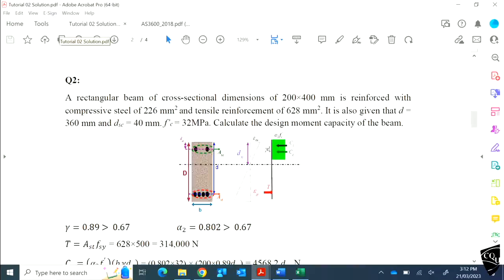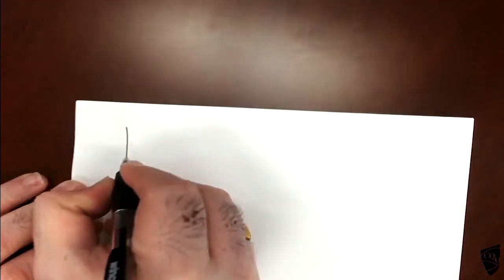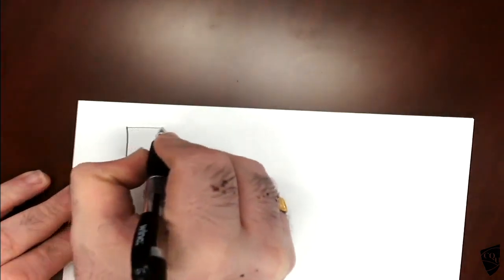If you look at question 2, they said a rectangular beam, cross-sectional dimensions are given, compressive steel of 2 N 16 and tensile reinforcement of 6 N 28. D is given, ds is given, calculate the design moment capacity. In this case, there is no change in the method of calculation. If you understand one, it is easier to work out the rest.